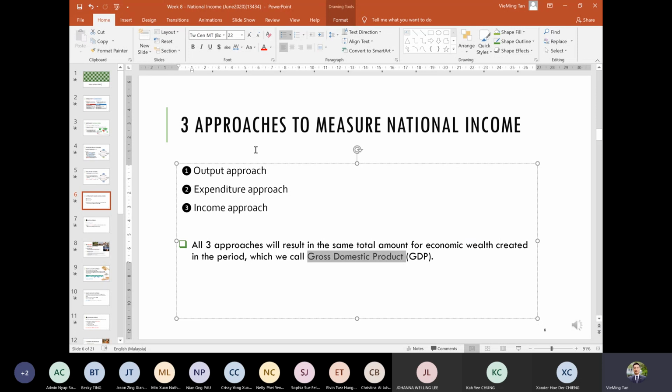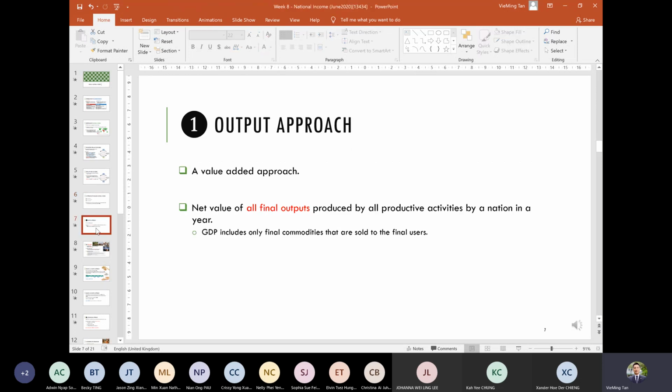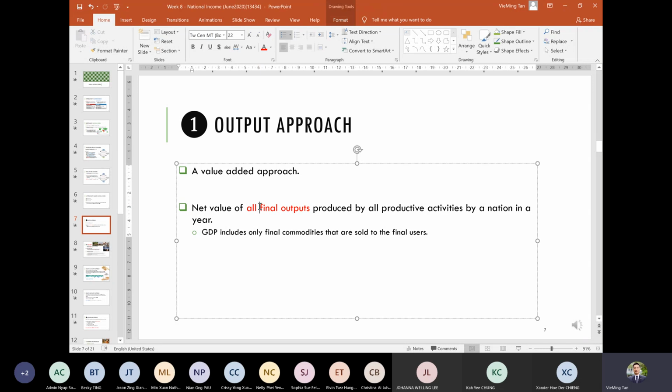If I start from the output approach, how do we do the calculation for the GDP or the national income? The output approach is also called the value-added approach. The method is to sum up all the value of final outputs produced by a country in a year. Intermediate products cannot be included. We only include the value of final outputs produced by a country within a year if we use the output approach.